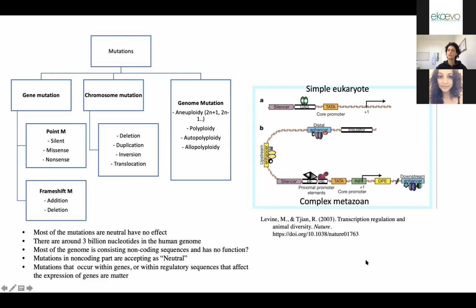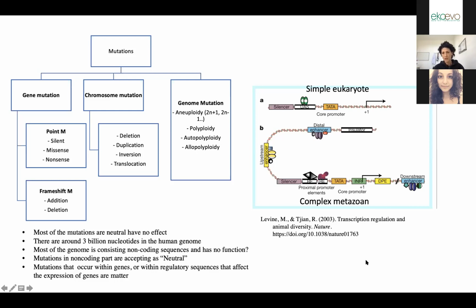Here is about mutation. I would like to give this information. What we know about mutation, most of the mutation in the human genome: we have around 3.2 billion nucleotides in our genome. Most of the part is non-coding, and most of the mutations in that part are neutral, meaning they do not affect any protein, do not change the protein production or phenotype. So we can say most of them are neutral. Mutation can happen in the structural part of the genome or the regulatory part of the genome.